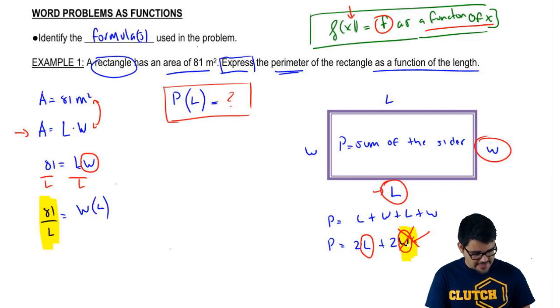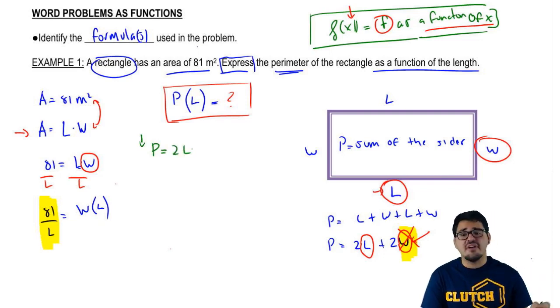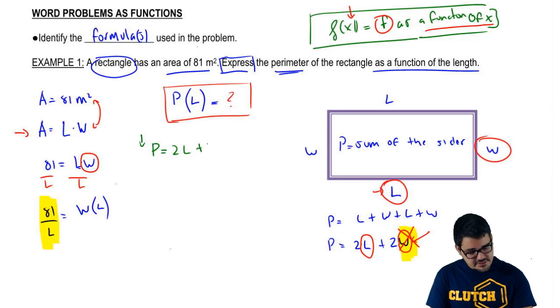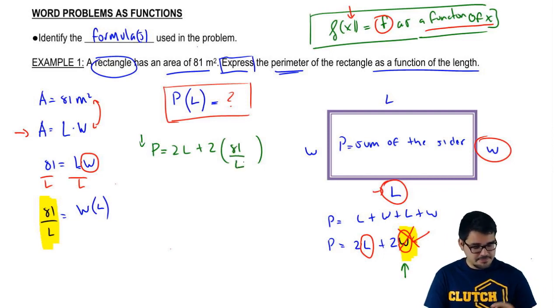So we're going to go ahead and solve it over here. Okay? So if I go ahead and do that, I'm going to write P is equal to 2 times L. That's fine because it's in terms of L, in terms of length, plus 2 times the width, right? But I'm going to change the yellows. So I'm just going to plug in here, which is the old W. I'm going to plug in 81 over L.